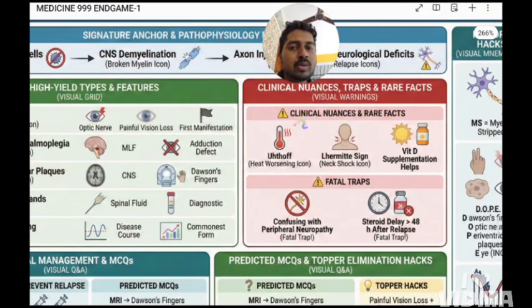There are two important signs which you should note. One is Uthoff sign and the second is Lhermitte sign, which are typical for multiple sclerosis. Uthoff means in case of heat, which means whenever the patient has a hot water bath, the symptoms will actually increase. What are the symptoms? Painful vision loss, or there will be UMN symptoms, spasticity, focal neurological deficits. All this will increase when the person is exposed to heat, warmth. Second is Lhermitte sign, when the patient has a shock-like sensation radiating from the neck. So these two signs are typical of multiple sclerosis.